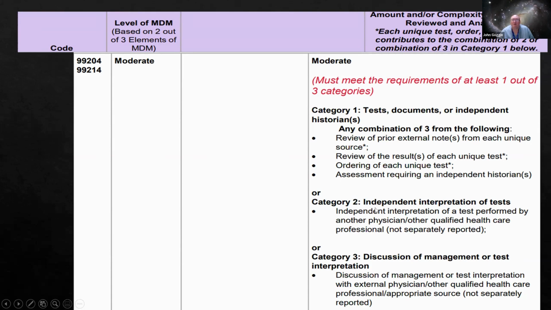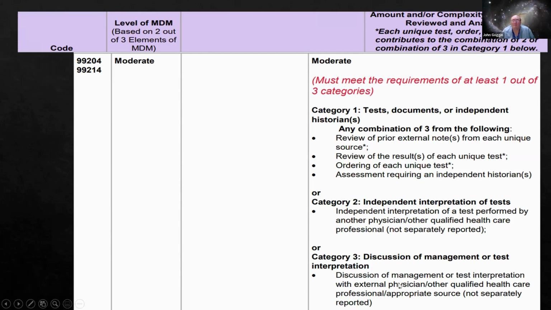A patient comes in from a radiology department and hands you a CD that has a CAT scan on it. And you have to pop that in your computer and look at the images and interpret them, and there's no report provided. Similarly, if there was a report provided, but you disagreed with the findings of that report or found something that was omitted from that report, that would be an independent interpretation as well. And then discussion and management of tests or interpretations.